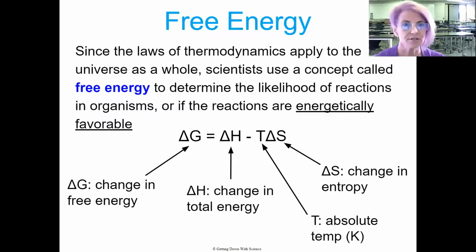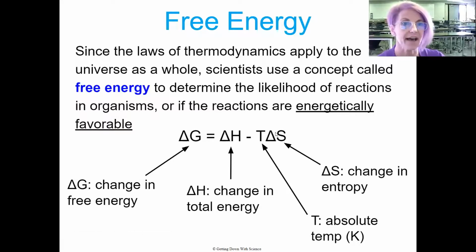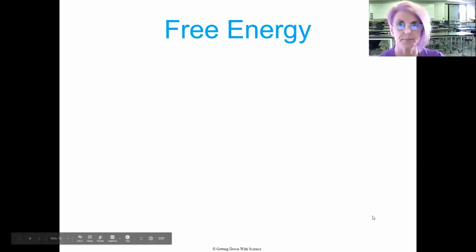Okay, so we're going to use this formula. Delta, this triangle is called delta, and the delta is read as change. So the difference between two, right? So we have the difference, the change in free energy, delta G, the change in total energy, that whole energy of the system, delta H, and temperature as it is measured in kelvins times delta S, the change in entropy of the system.